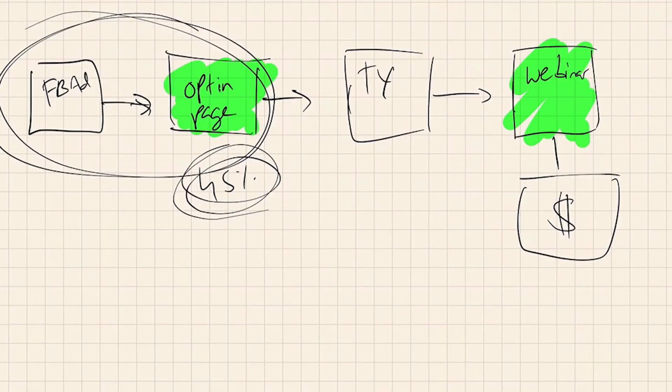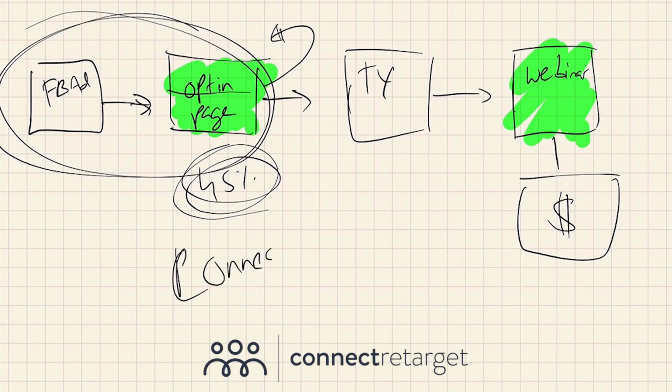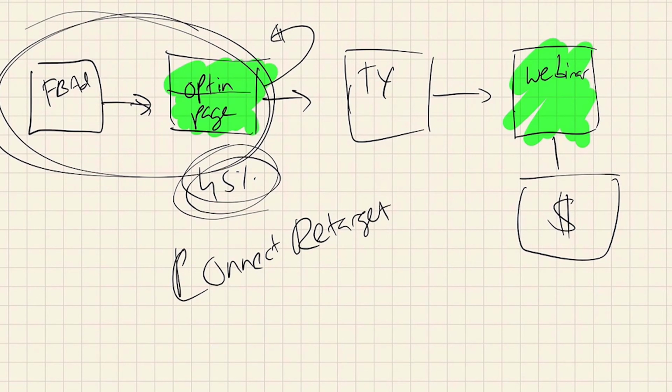And yes, there's a ton of stuff that we can add in. For example, once we're at the opt-in page, we can add retargeting, right? And we can get people who didn't opt in into the funnel again. Or even better, use behavioral retargeting using Connect Retarget, right? If you haven't used Connect Retarget yet, you can actually retarget people based on how long they spent on your site, how far they scrolled down, all stuff like that.